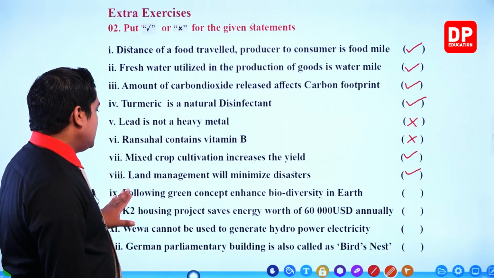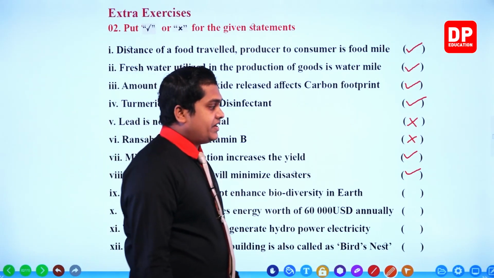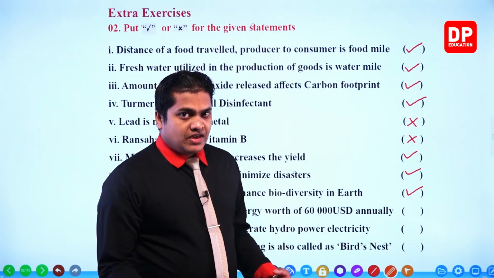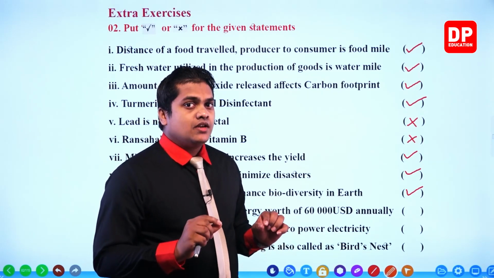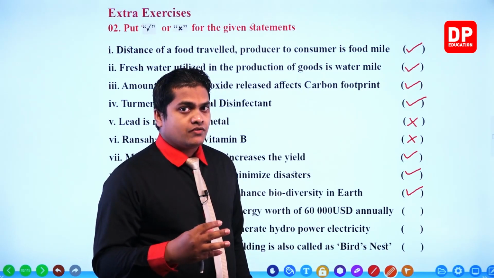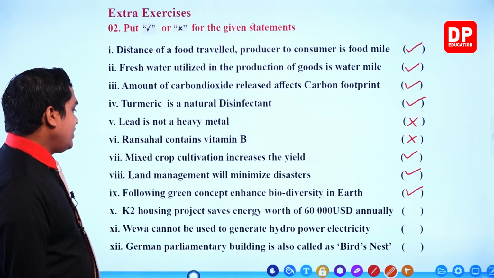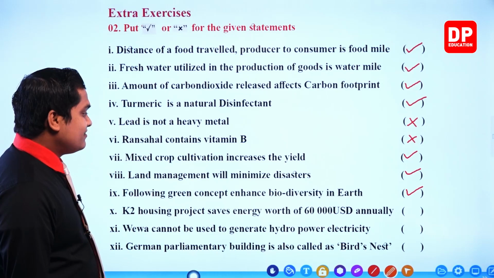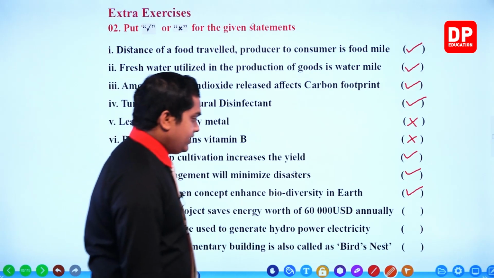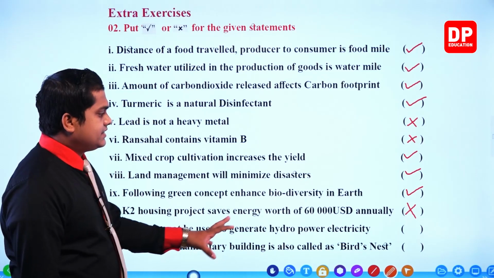Following green concept enhances biodiversity in earth. Of course, my dear children, it is correct, because minimizing the usage of chemical fertilizer is going to enhance the biodiversity in soil. So biodiversity of the earth is enhanced because of following the green concept. Next one. K2 housing project saves energy worth of 60,000 USD annually. Incorrect. It is not the K2 housing project, right? So it is incorrect.